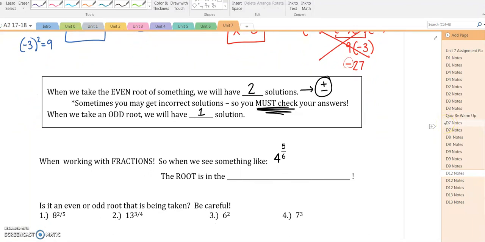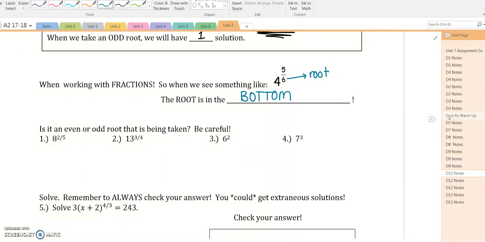Now the tricky part about these problems we're about to do is that it's not so easy as just looking at the root, because we're going to be seeing exponents that are fractions. And we have to make sure we remember which part of the fraction is going to represent our root. So the idea is when we see something like this, we would know that the bottom number is going to be our root. So the root is always going to be in the bottom. Okay, and so that's the number we're going to be looking at.